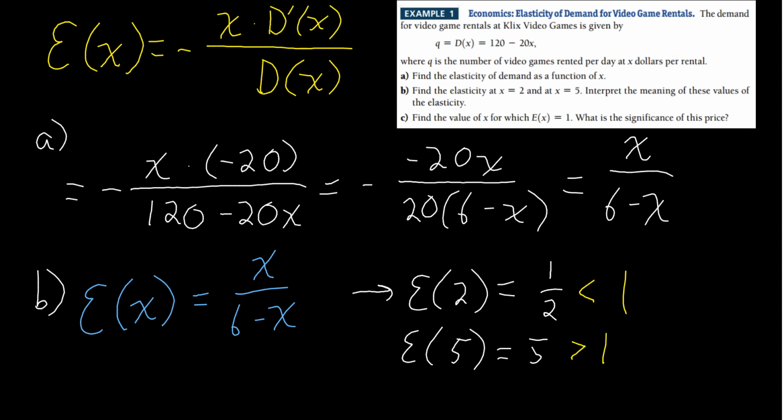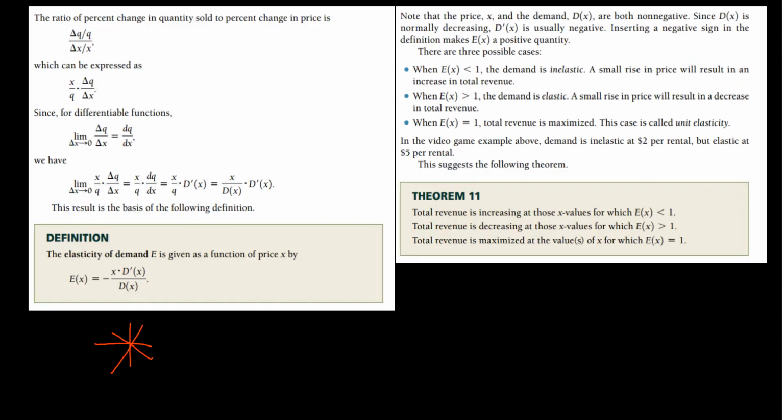So x, let's denote this as C real quick. All right, so x over 6 minus x, and we're going to equate this to 1. Let's go back and look at our definition just to remember this. The total revenue is going to be maximized whenever E of x is equal to 1. So whenever we solve this equation, we'll see where we maximize our revenue.